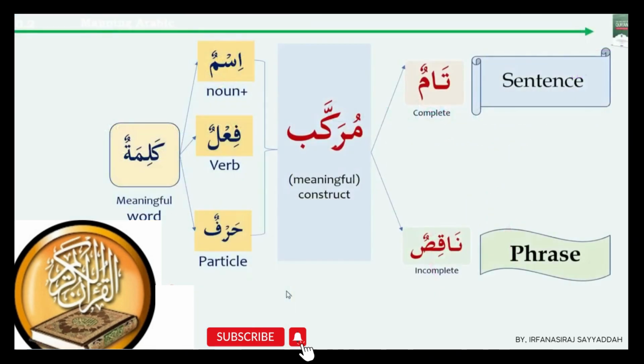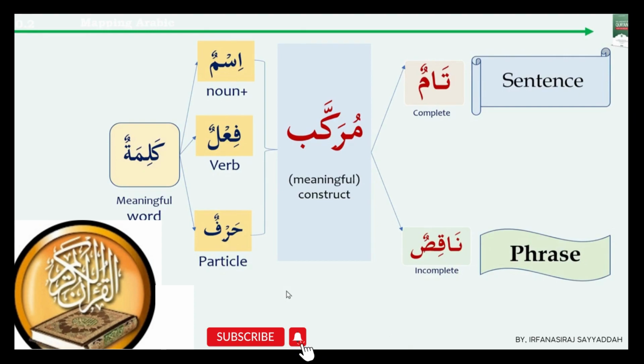So our map now develops. We have Kalimah, a single meaningful word, which can be either an ismun, fa'ilun, or harfun. They come together to give us meaningful construct. For simplicity, I'm going to refer to tamun as sentences. That's literally what they are, because they give us a complete meaning. Naqisun, I'm going to call phrases, meaning it's short of a sentence. Clear meaning, has value, tells us something, but it is short of forming a sentence.